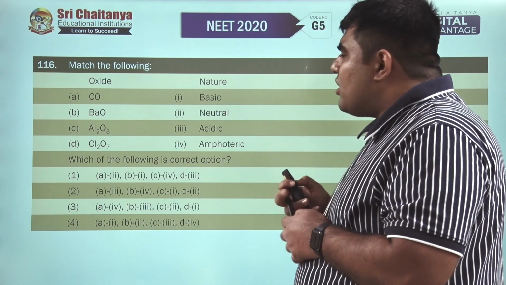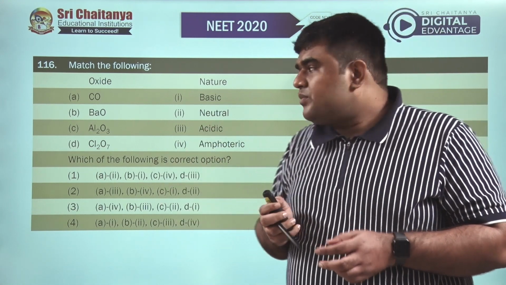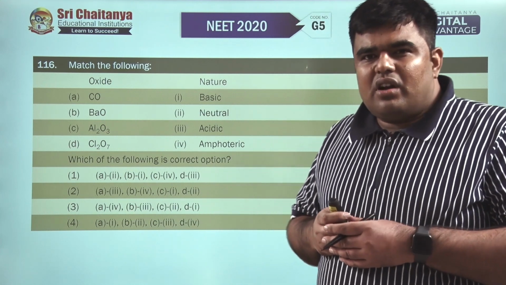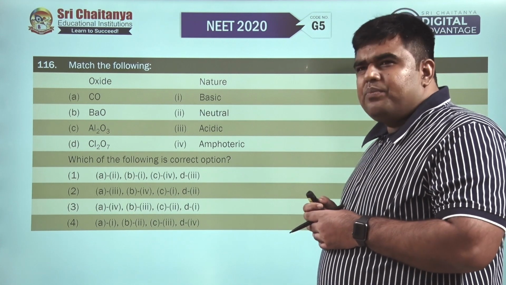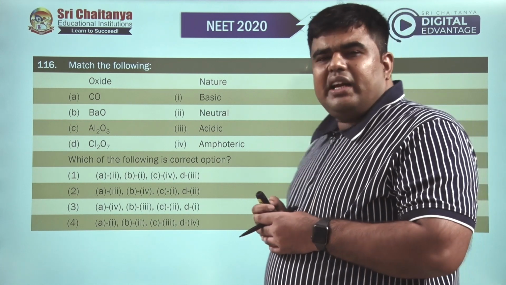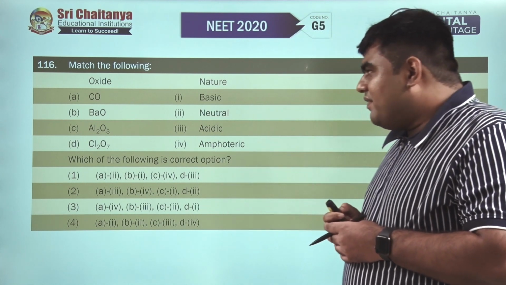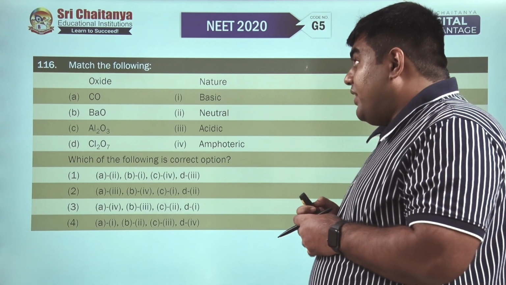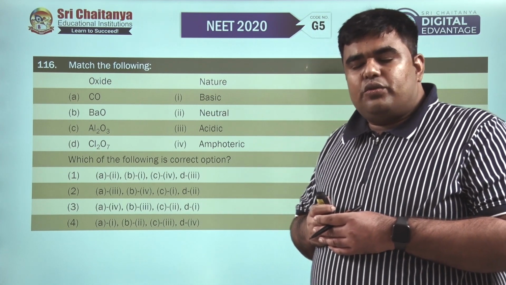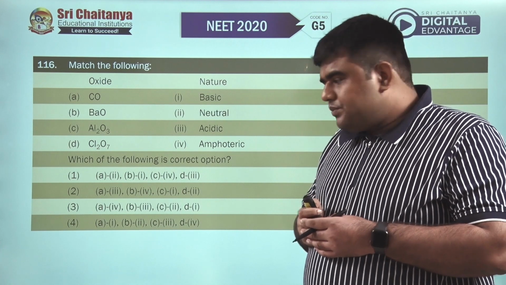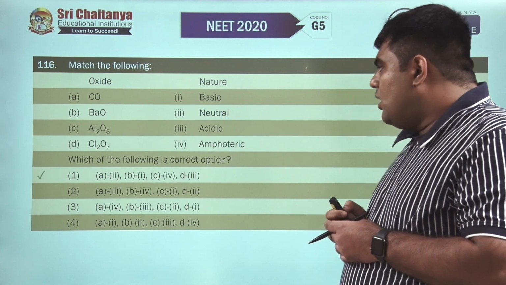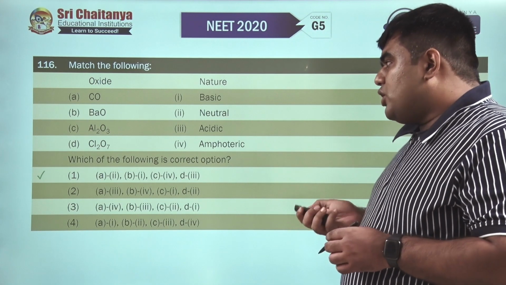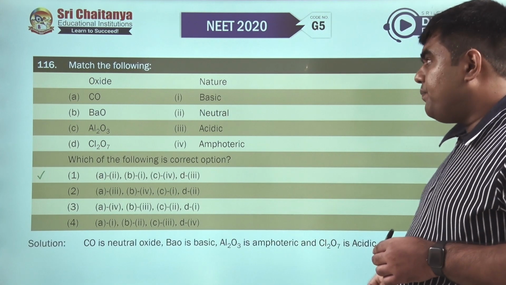We have been given some oxides and we have to match their nature. The first is carbon monoxide. We know that carbon monoxide is a neutral oxide. BaO is a basic oxide, Al2O3 is an amphoteric oxide, and finally we have Cl2O7, which is an acidic oxide. It's a very acidic oxide. It forms HClO4 when we put it in water. It's a very good acid. So for question number 116, the first option is the correct option.